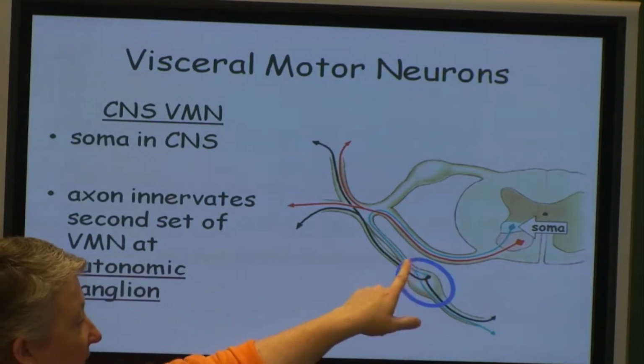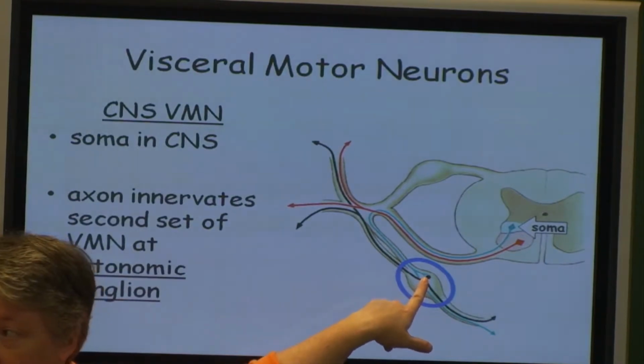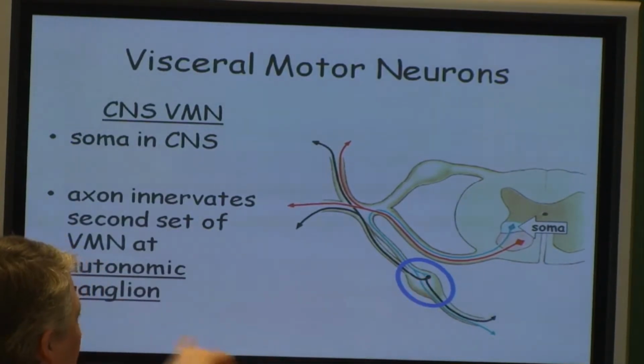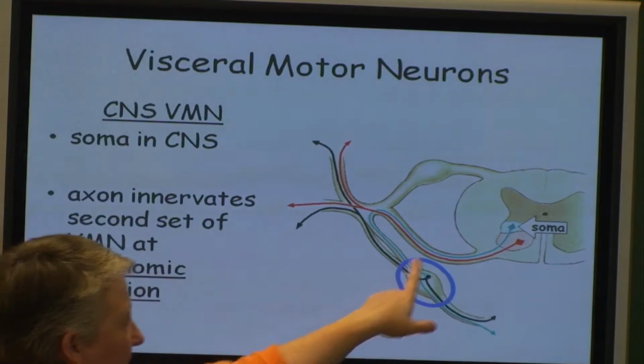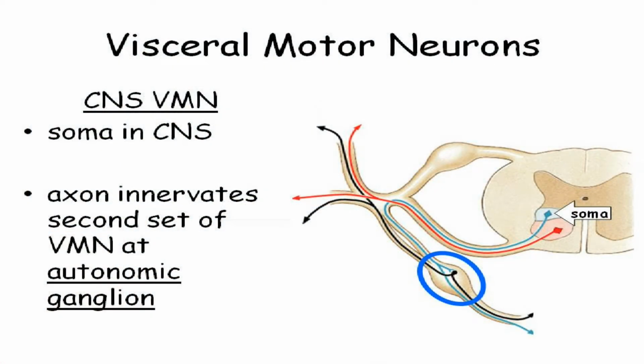Okay. And then it can synapse with the second visceral motor neuron in what's called an autonomic ganglion. That's what this is. And these autonomic ganglia, some of them are really close to the spinal cord. Some of them are practically in the effector, all the way out here. And we'll talk about the difference later. I'm just trying to get the fundamental architecture in your brain before I fill in the details.